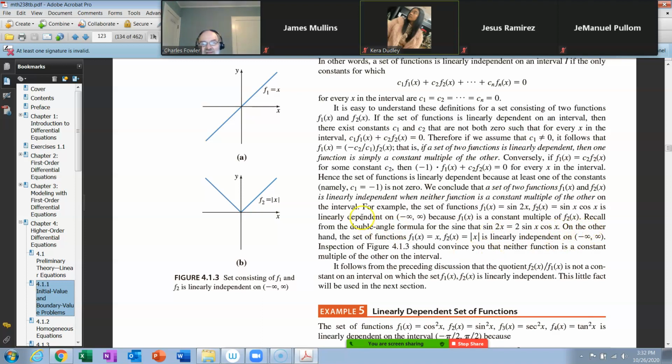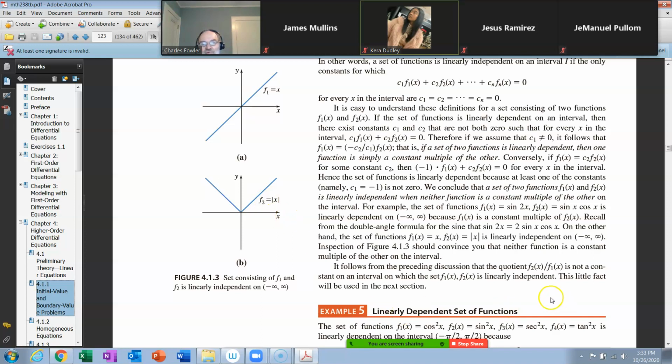On the other hand, the set of functions f1 of x equal x and f2 of x equal absolute value of x are linearly independent on the interval -infinity to infinity. They say looking at this figure should show that. This is the function y of x equal x, and this is f2, absolute value of x. There's no way that this is a multiple of that. Piecewise defined, it almost comes out that way, but not for sure, because you can't have it true on the right and on the left at the same time. If you just dealt with the left-hand side, that would be linearly dependent. Or just the right-hand side. But to have both of them there, can't do it.